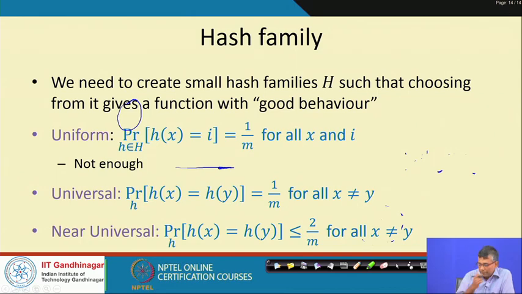Sometimes we will not be able to construct families that are exactly universal, and then what we go for are near universal families. So, a near universal hash family is one where this probability of collision is at most, let us say, 2 by m or some c by m, and we will call this a c-near universal hash family.